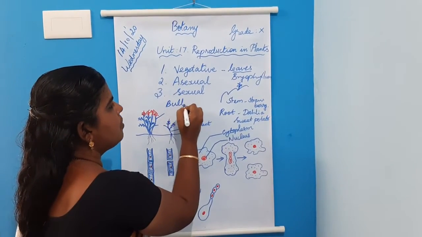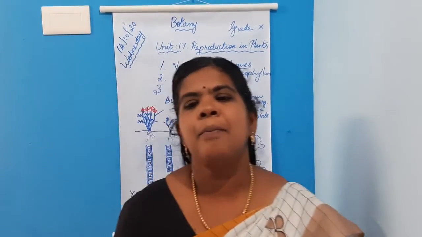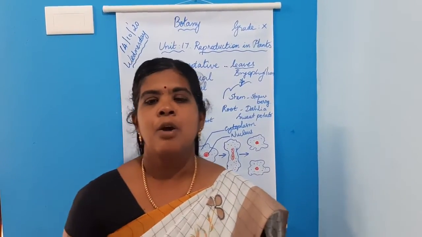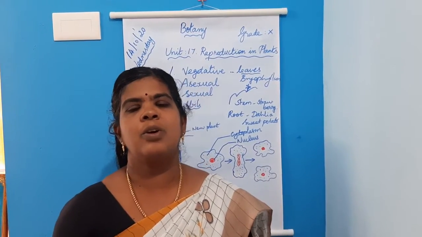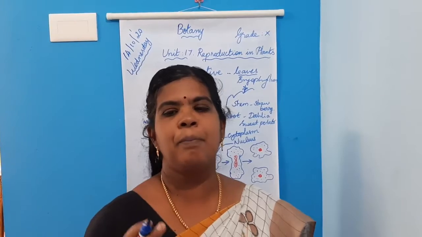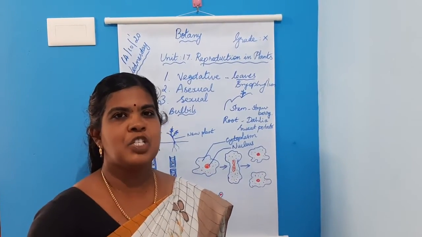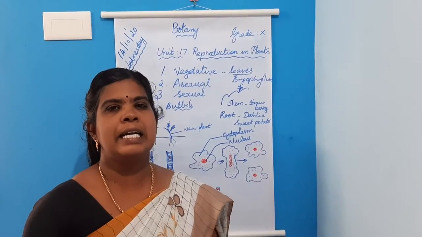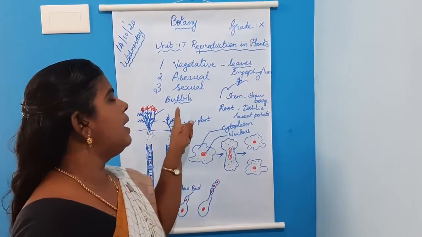Some plants propagate through bulbils. In some plants, the flower bud modifies into a globose bulb. These are called bulbils or bulbs. When these fall on a suitable substratum or suitable soil, they can develop into a young plant. So, plants propagate by bulbils.